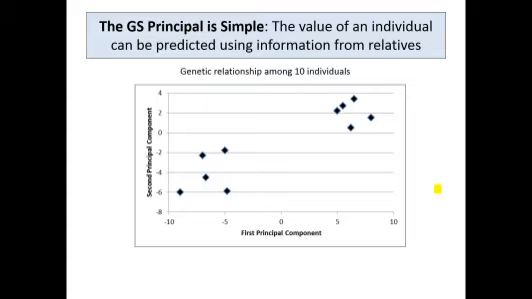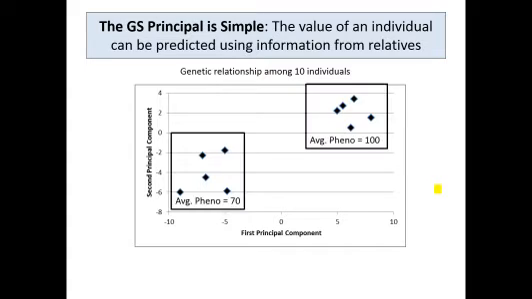It's shown here in this graph. Here we have a genetic relationship among 10 individuals based on markers. It's a principal component analysis, and you see that the 10 individuals have been pretty neatly put into two different groups. Now let's say we take those 10 individuals and we phenotype them. The upper group has an average phenotype of 100 units. The lower group has an average phenotype of 70 units.